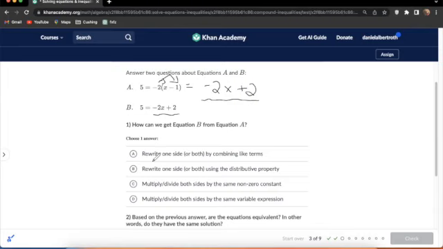So let's find that answer. Rewrite one or both sides by combining like terms. I don't know if I like that. Rewrite one or both sides by using the distributive property. I think that might be right, of distributing that -2. So I think I like that one.